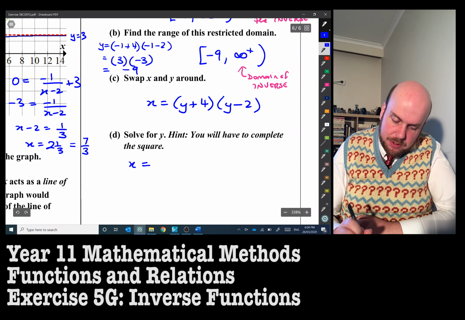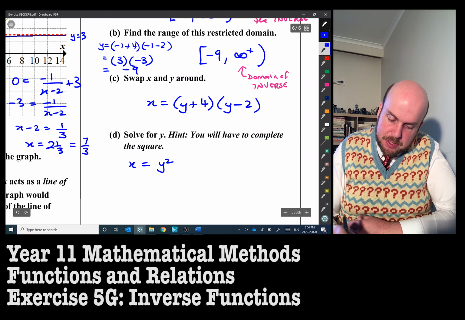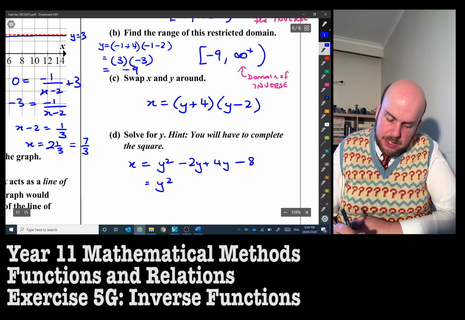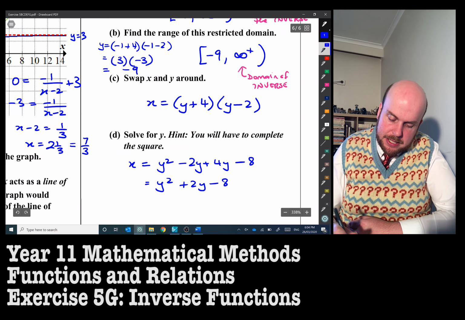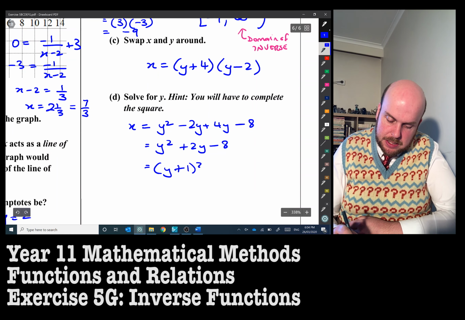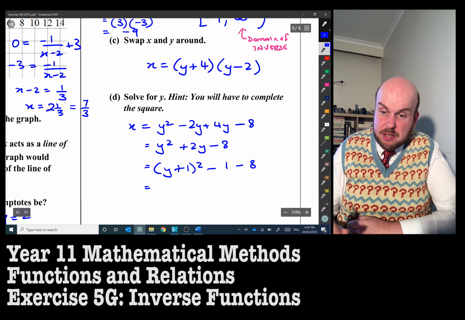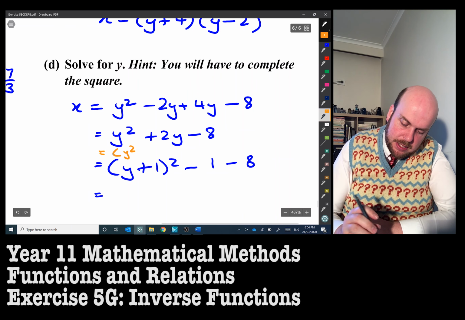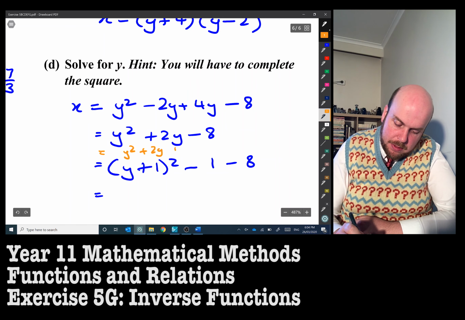x equals y squared. So I'm just expanding these brackets. y squared minus 2y plus 4y minus 8. So x equals y squared plus 2y minus 8. And now I'm going to complete the square. And in case you don't know how I got to that step, that's going to be y squared plus 2y plus (1 over 2 squared).